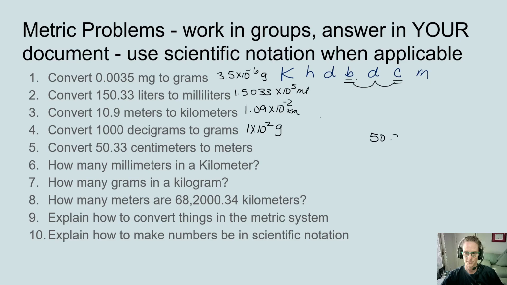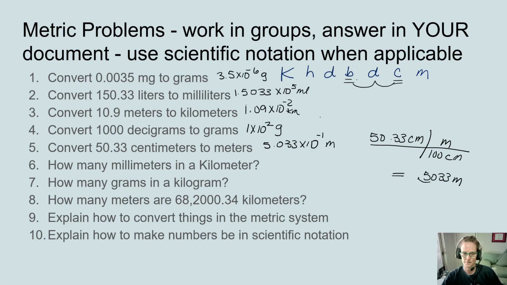So if there's 50.33 centimeters, and I know there's 100 centimeters per meter, and I put that in my calculator, 50.33 divided by 100, then it's going to be moved over 2 decimal points to the left, because that's the way we went. So it's going to be 0.5033 meters. Scientific notation is going to be 5.033 times 10 to the, we only went 1, and it's a decimal, so it's negative, to the negative 1 meters.